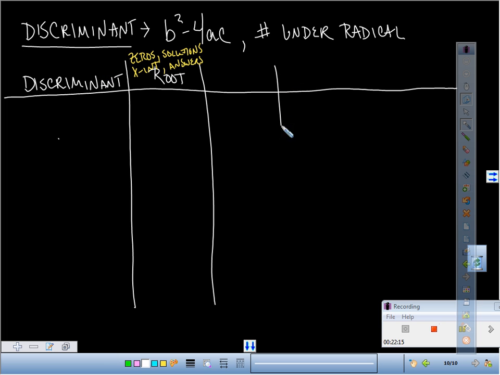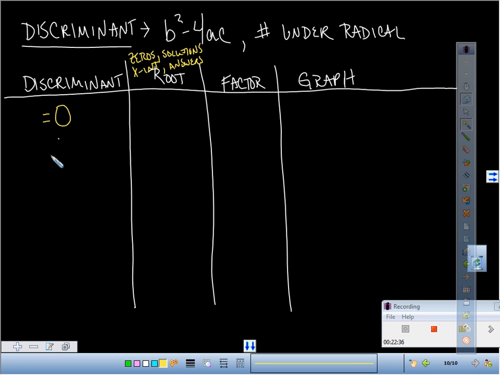Then we're going to talk about whether it will factor. Remember how I told you the discriminant will tell you if it'll factor or not. And then, if I were looking at a graph, what would it look like? What's going to happen on my graph? All right, here's the first one. What if the discriminant is equal to 0?